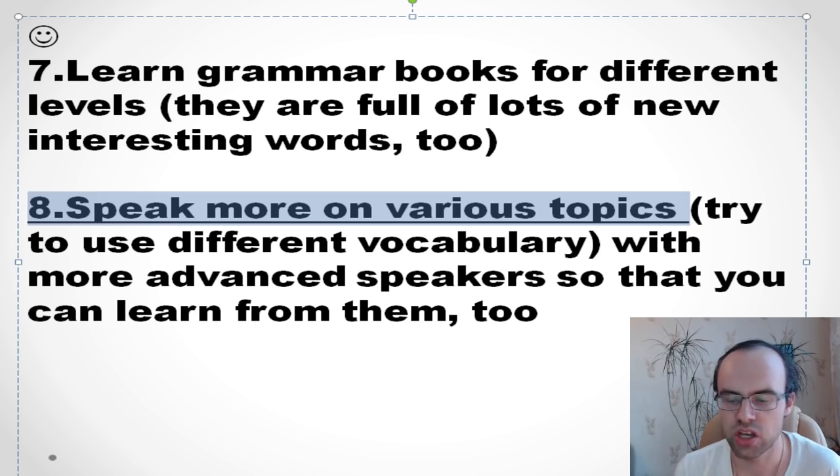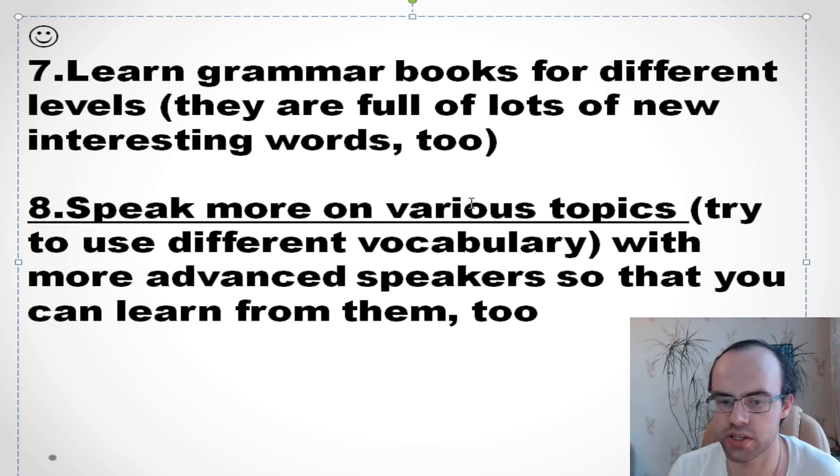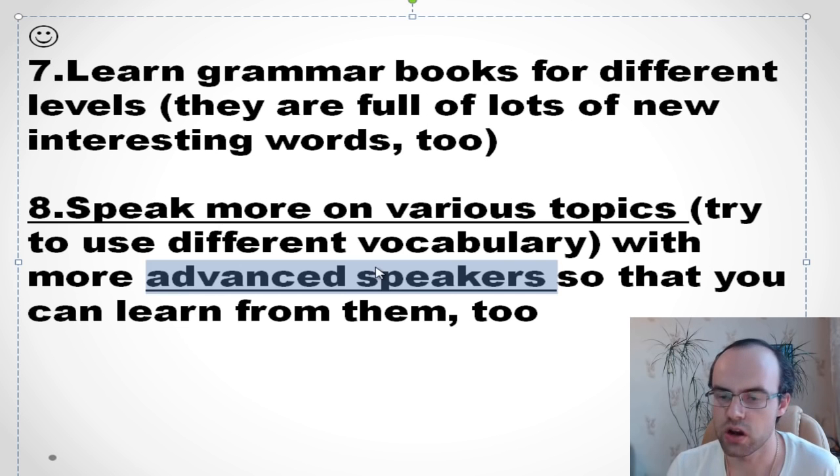So I mean that if you are really serious about improving your English greatly, you need to talk on different topics or on various topics. You need to practice different vocabulary, grammar structures, and so on. And please try to use different vocabulary with more advanced speakers. It's also very important. So to improve your level, find more advanced speakers too, so that you can learn from them. You don't need to pay.